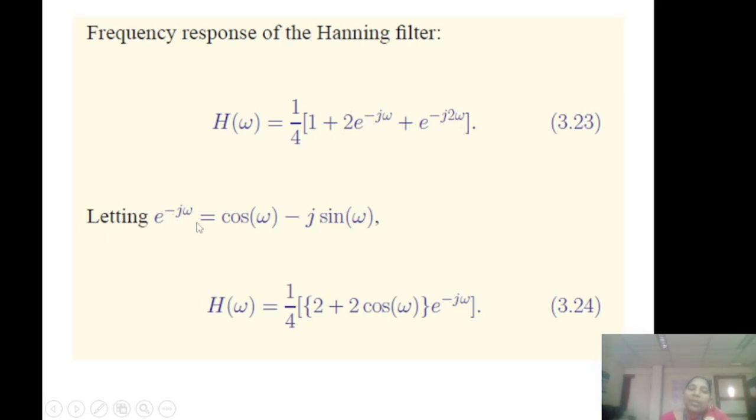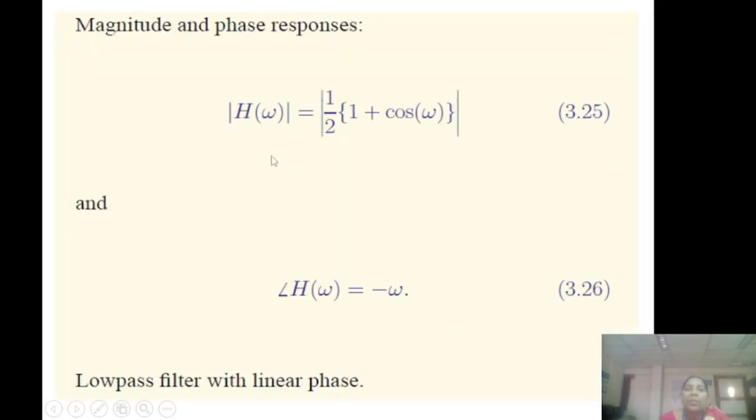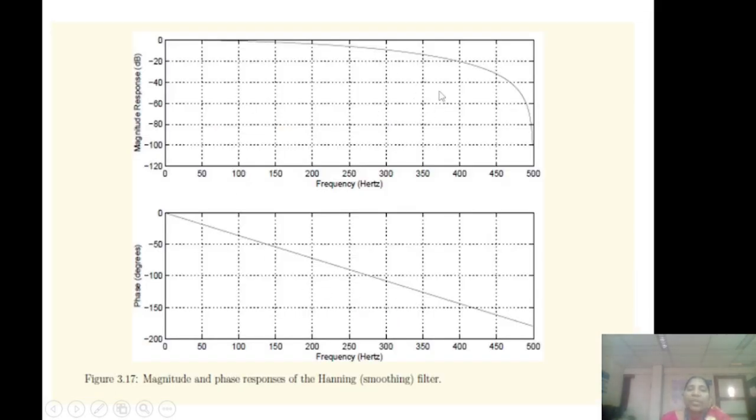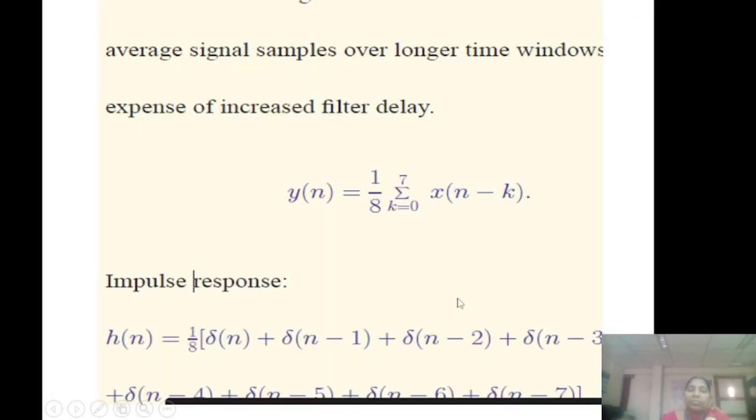e power minus j omega, when you expand, is cos omega minus j sin omega. When you substitute in this formula and simplify, you get H of omega equal to 1 by 4 of 2 plus 2 cos omega into e power minus j omega. Then the magnitude and phase response is given by modulus of H of omega equal to modulus of 1 by 2 of 1 plus cos omega. For the phase response, the angle is minus omega. This is the magnitude and phase response of a Hanning filter, which is called a smoothing filter. This is the magnitude response and this is the phase response. The phase response is linearly decreasing.